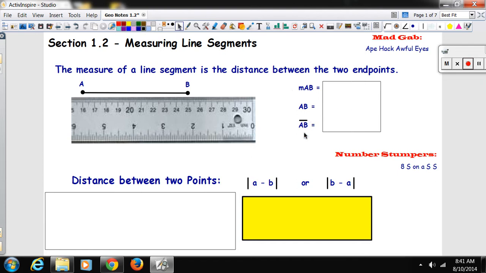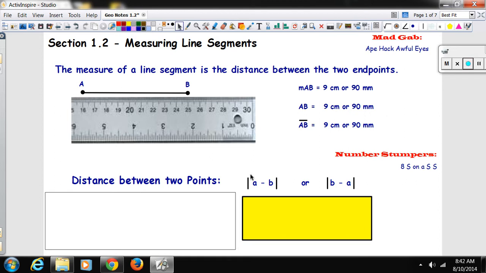So you could say it in 3 ways. You could say MAB, which means the measure of AB would be 9 centimeters or 90 millimeters if you do it by each little teeny line. Or just AB equals 9 centimeters or 90 millimeters. Or you could do line segment AB equals 9 centimeters or 90 millimeters. All of those mean the same thing, just letting you know.